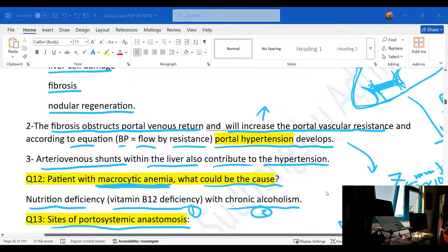Patient with macrocytic anemia, what could be the cause? Nutritional deficiency. This alcoholic patient, okay, nutritional deficiency, vitamin B12 deficiency with chronic alcoholism.